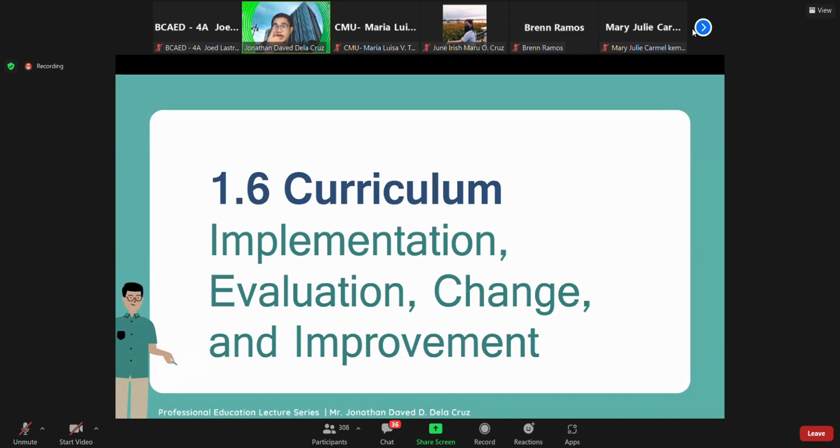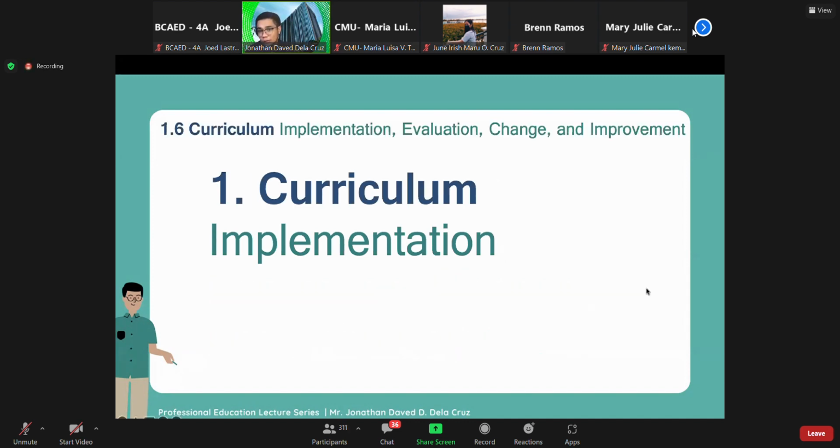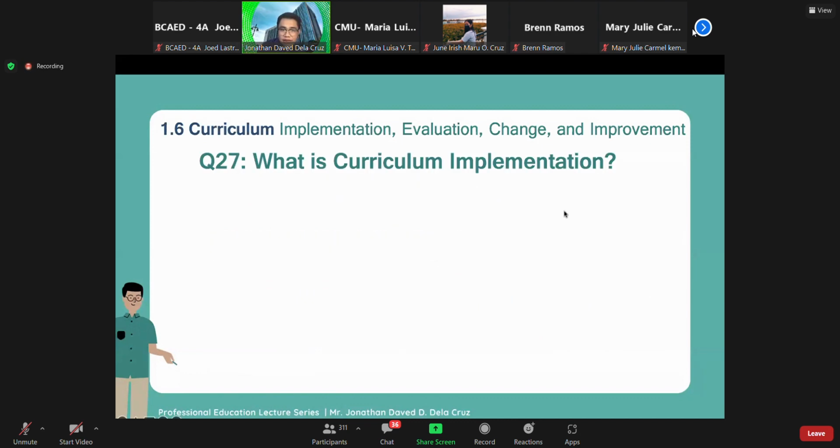Okay. So, let's proceed to curriculum implementation, evaluation, change, and improvement. Yung unang pinag-usapan nating dalawa, yung foundations of curriculum development and fundamental concepts, no, those are pivotal in na pinag-usapan natin 3, 4, and 5 kasi 3, 4, and 5 talked about curriculum development. Now after developing a curriculum, anong susunod mong gagawin? You have to, of course, implement the curriculum. Okay? So, curriculum implementation.